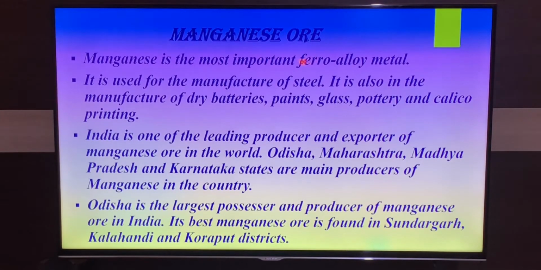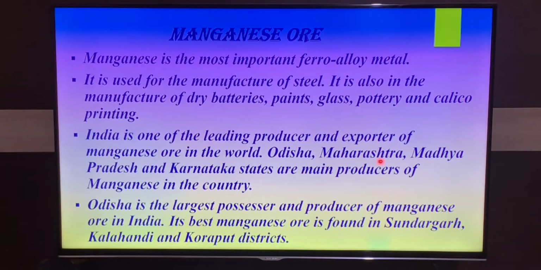Manganese ore. Manganese is the most important ferro alloy metal. It is used for the manufacture of steel. It is also used in the manufacture of dry batteries, paints, glass, pottery and calico printing. India is one of the leading producers and exporters of manganese ore in the world.